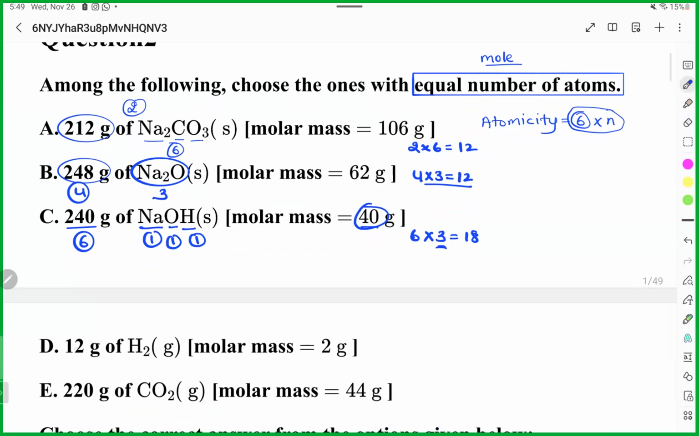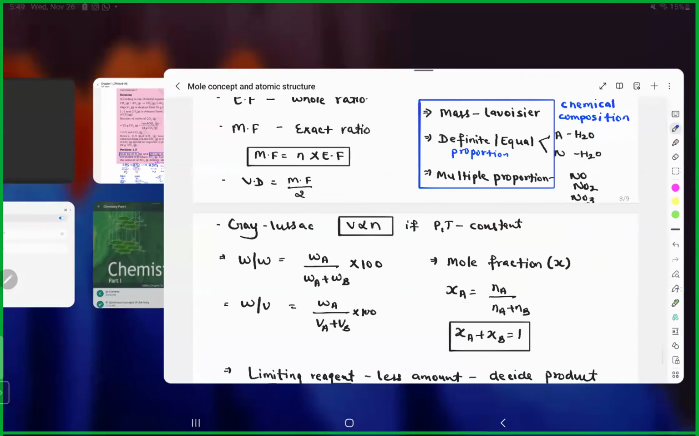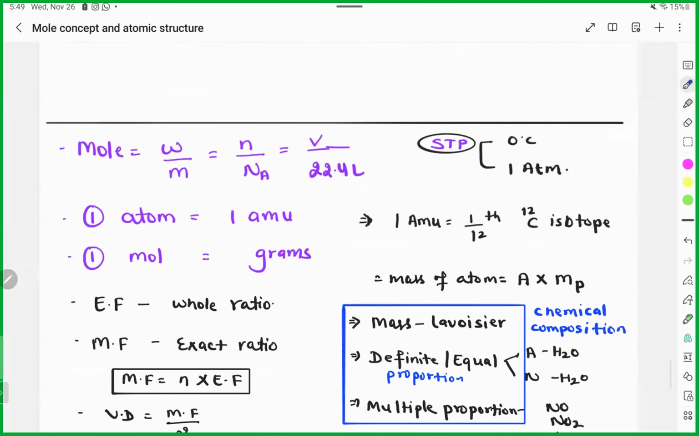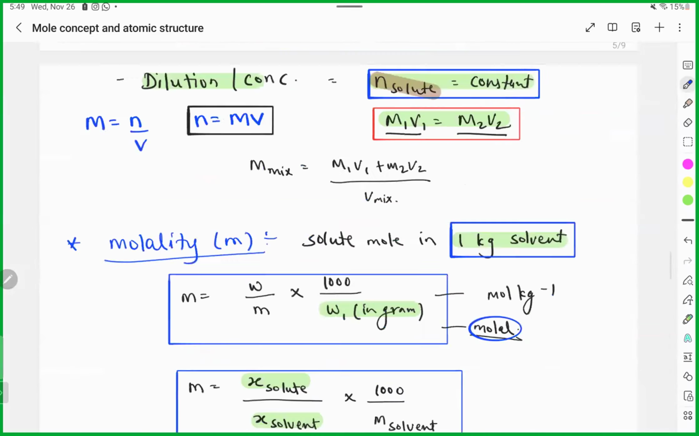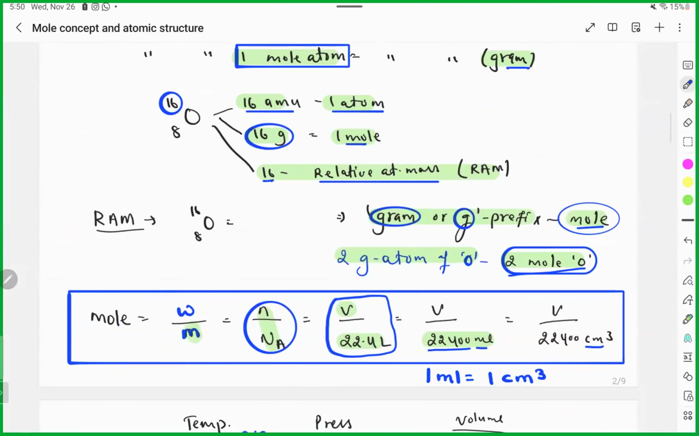Chandana, in this, what will be the number of moles? 6. And what will be the atomic mole? 2, 6 multiplied by 2, so 12. Why? 2 hydrogen atoms, but we are talking about the number of atomic moles. I told you in the notes, it is about the atomic mole. Remember, it is about the atomic mole, not just mole, atomic mole.